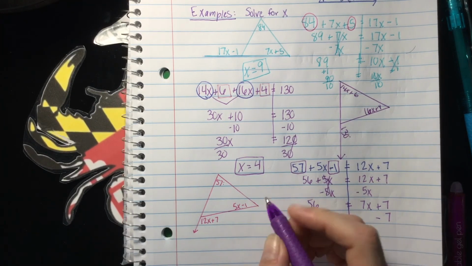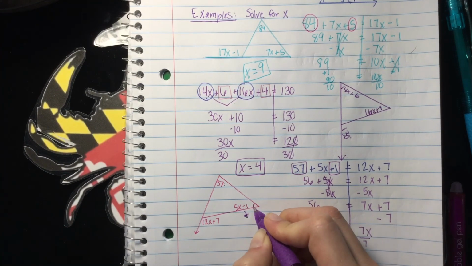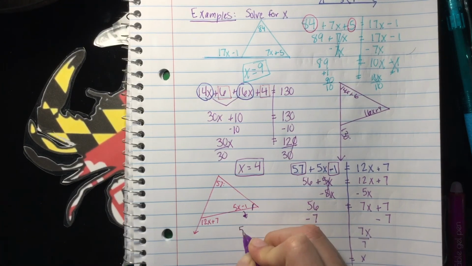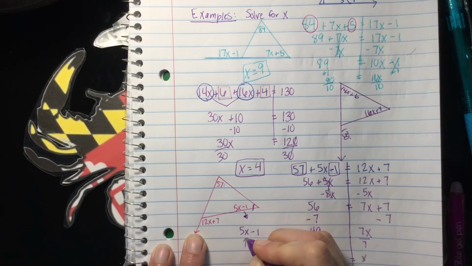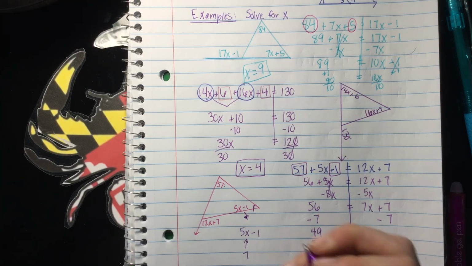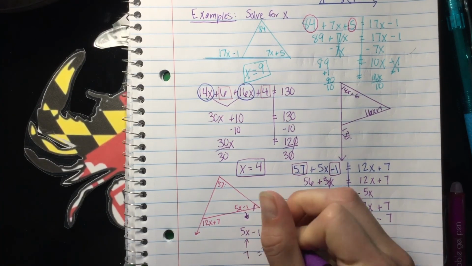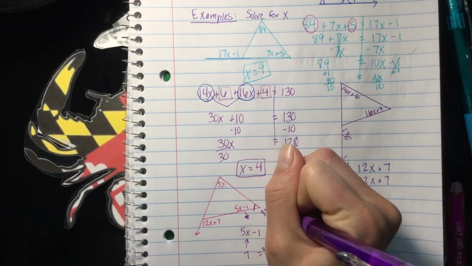Okay, so I said earlier I'm going to figure out what one of these angles are. So in order to do that, if I want to find this angle right here, I just take this and plug in 7 where the x is. Okay, so 5 times 7, you know, is 35. 35 minus 1, and this angle right here is 34.